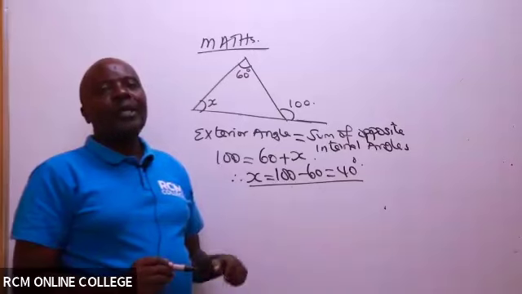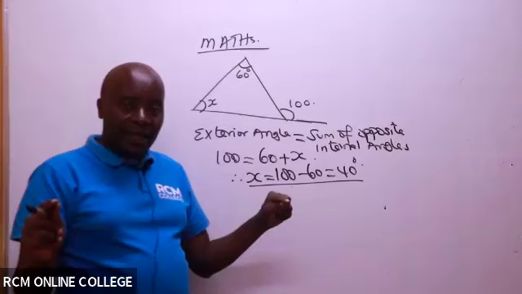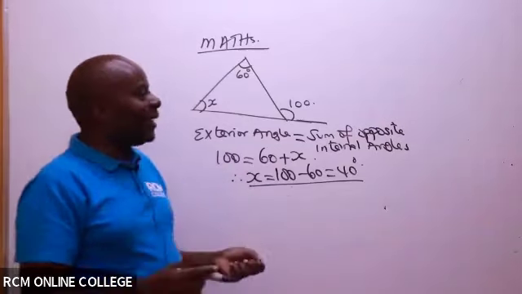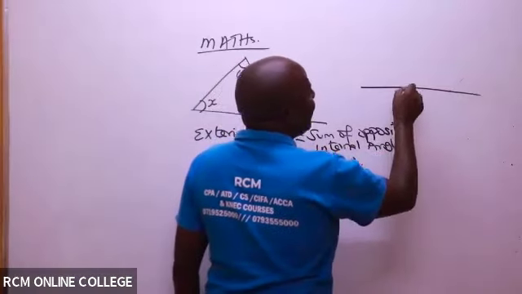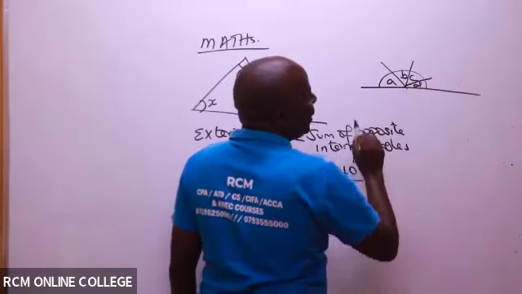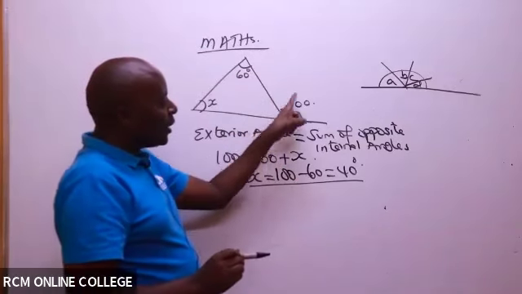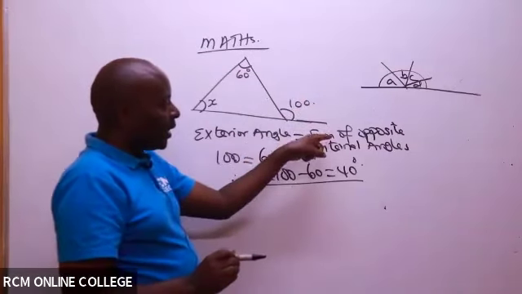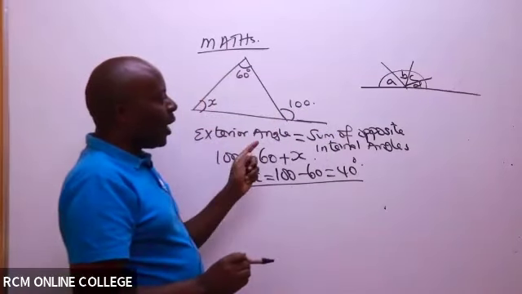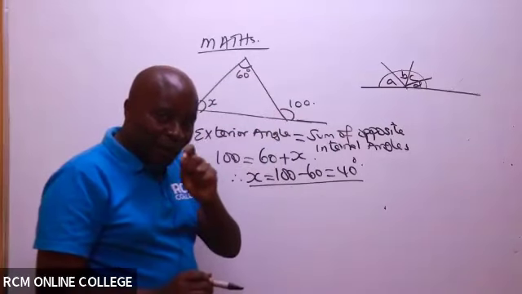Method number 2, somebody can easily make use of the supplementary angles along a line. Angles along a line must always add up to 180 degrees. If you're given angles along a line like this, even if there are 10 of them, it doesn't matter, they must always add up to 180. The same concept will be applied here, because this is a straight line and we only have 2 angles. So the 2 angles must add up to 180.